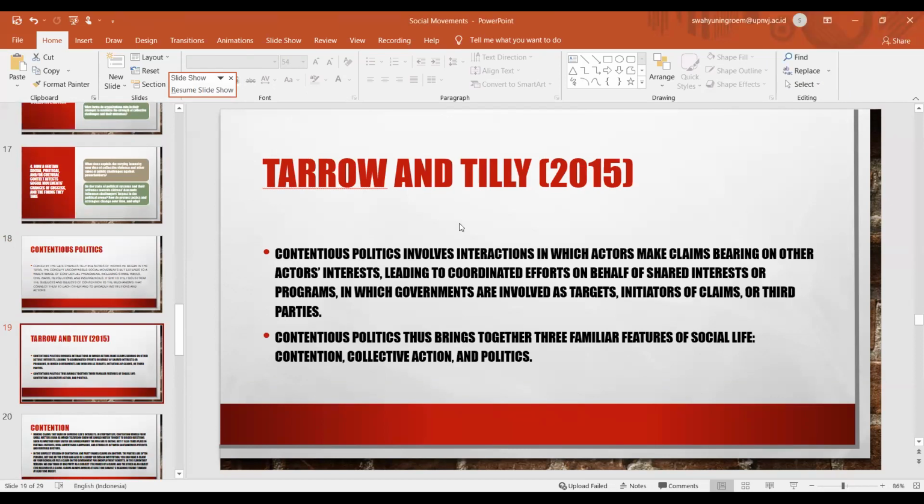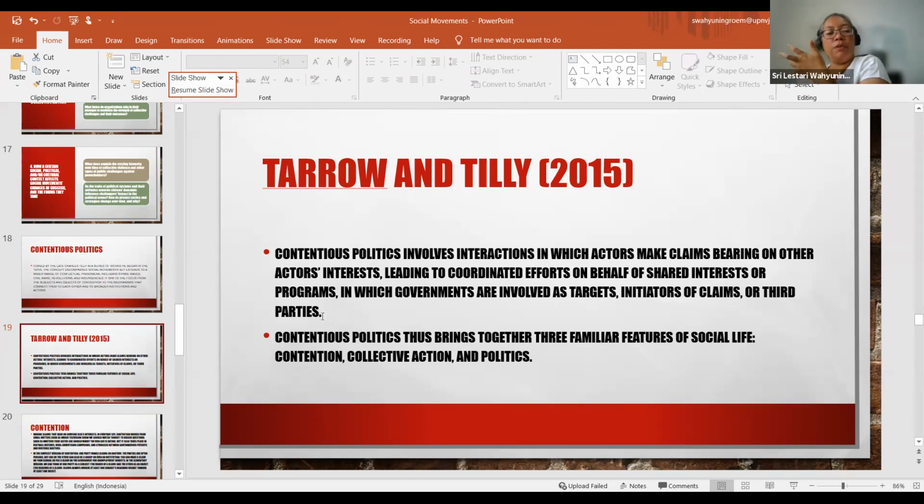So, okay, if we go on, perhaps we can find some definitions on that. Contentious politics involves interactions in which actors make claims bearing on other actors' interests, leading to coordinated efforts on behalf of shared interests or programs in which governments are involved as targets, initiators of claims, or third parties. So if we conclude from here, contentious politics brings together three familiar features of social life: contention, collective action, and politics.